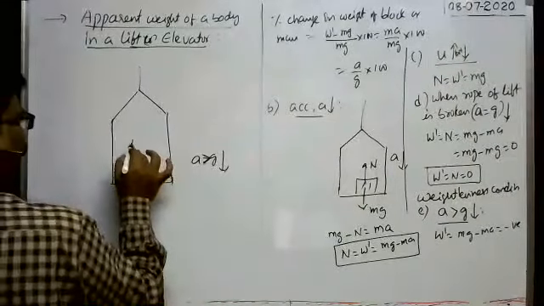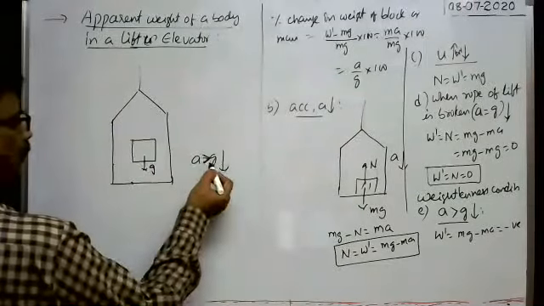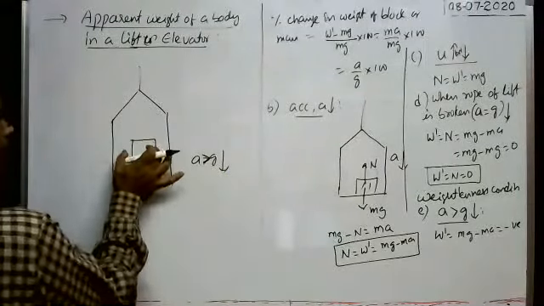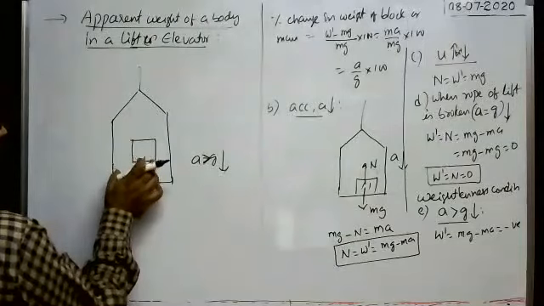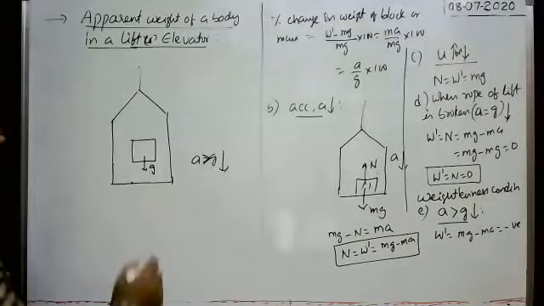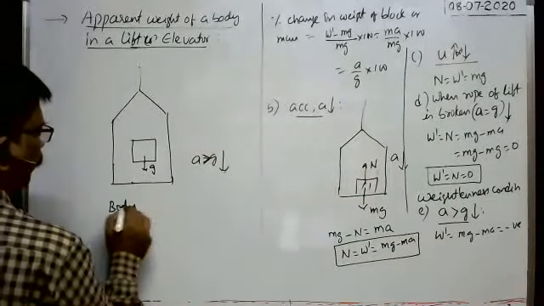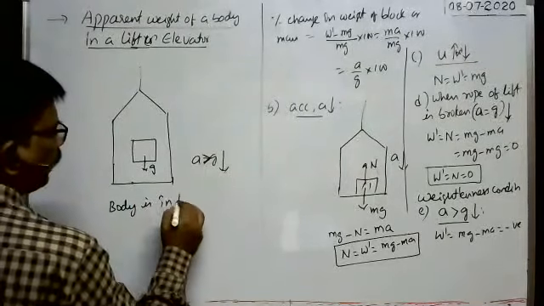The block comes down with an acceleration equal to G only, but the lift comes down with an acceleration greater than G. That's why the block leaves contact with the floor and it is inside the lift. It is in floating condition. Now the block is in floating condition.